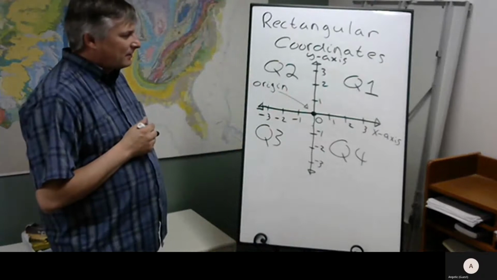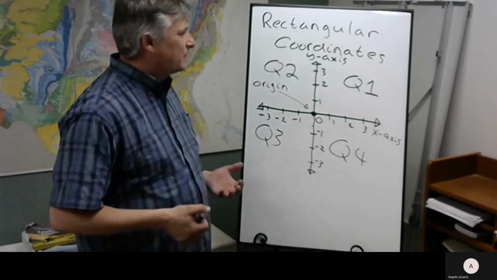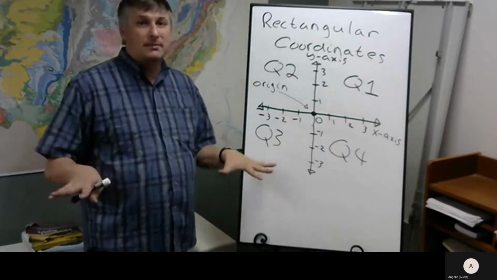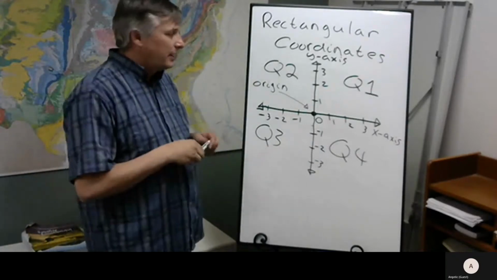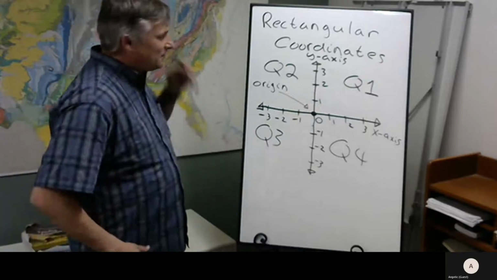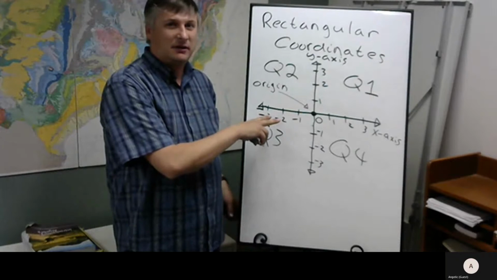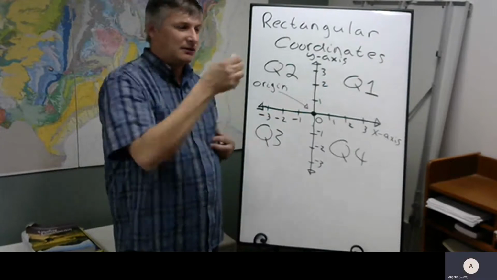So, as I mentioned earlier, we can think of rectangular coordinates as sort of like a giant map. It's a landscape. And we have different locations on this map. So, is it okay if I erase this? Go ahead.